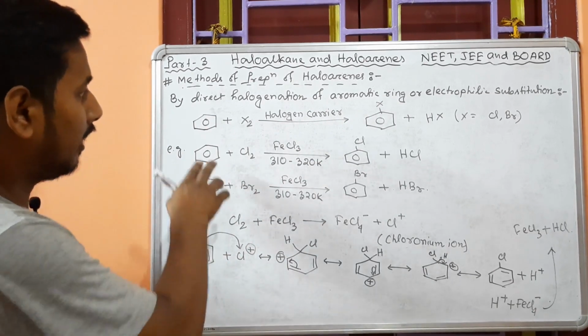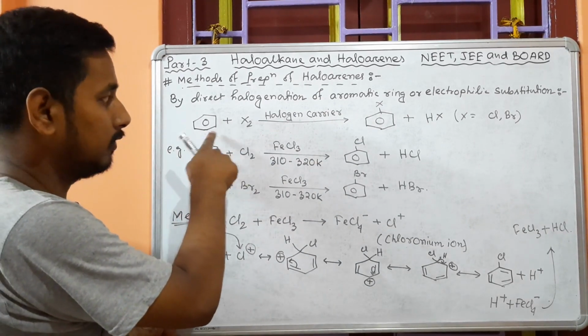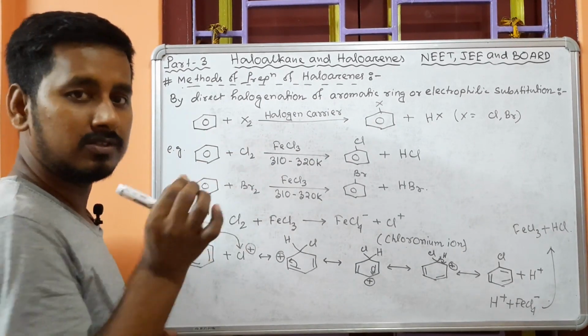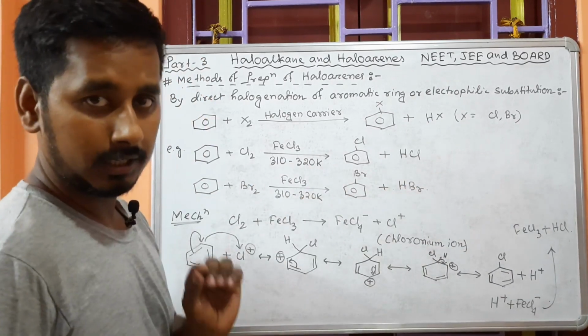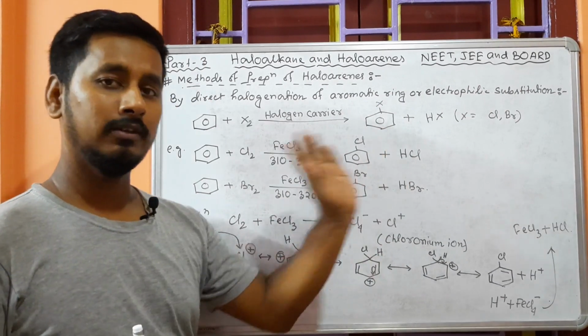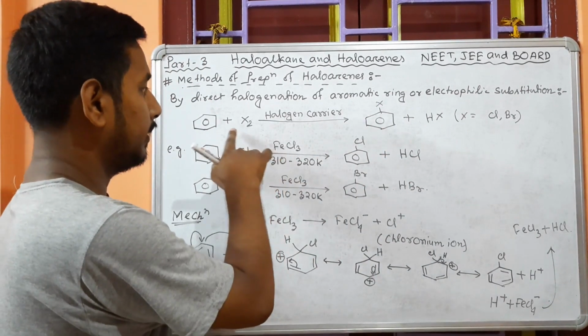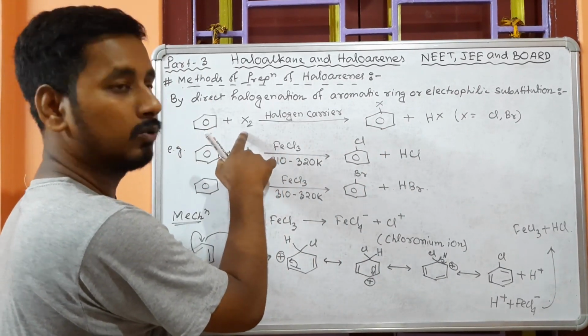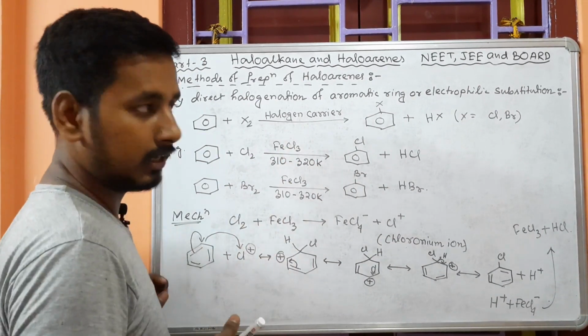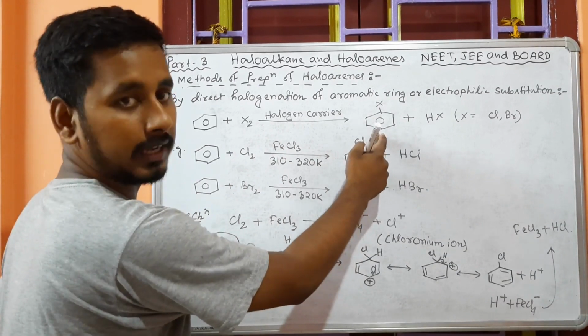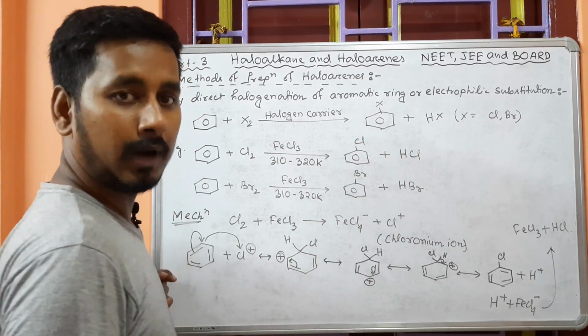Say you have one benzene ring, then you add X2. X2 means a halogen, but here X is only chlorine or bromine. Remember, X is chlorine or bromine. So benzene, when it reacts with X2 in the presence of a catalyst like any halogen carrier, gives a haloarene and HX as a byproduct.